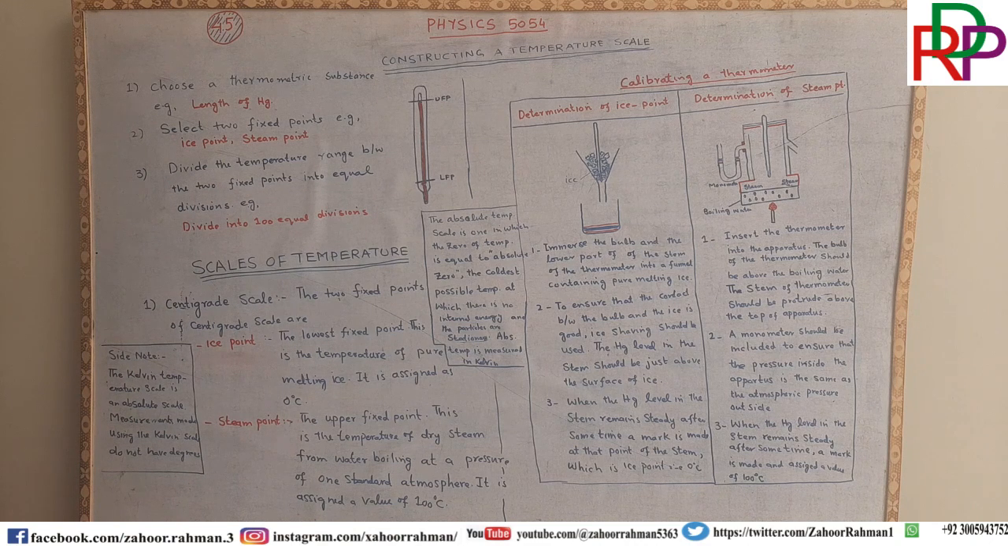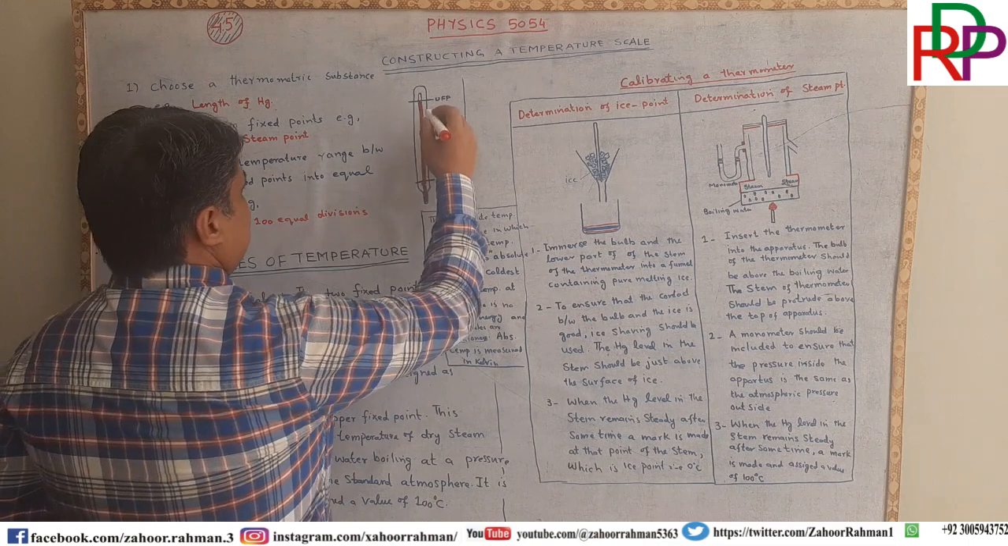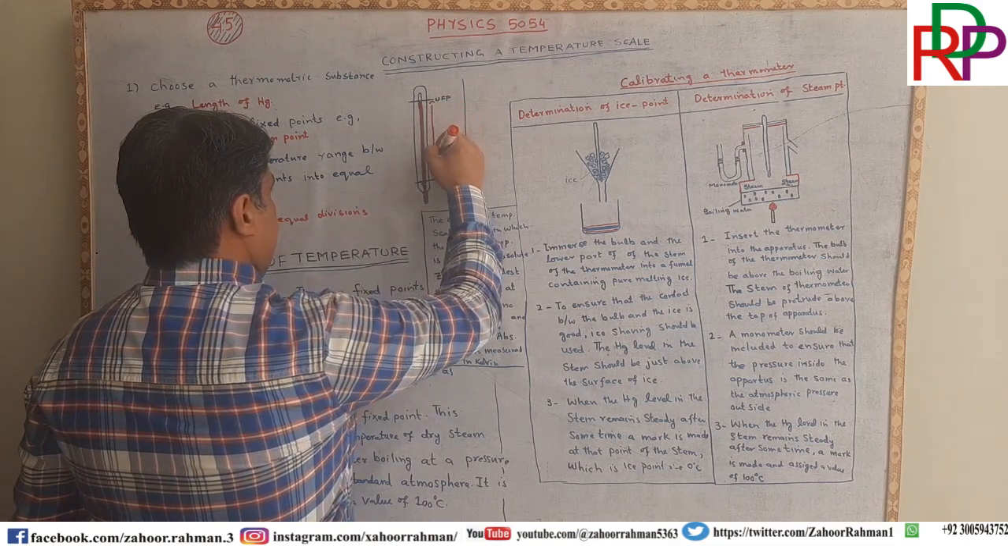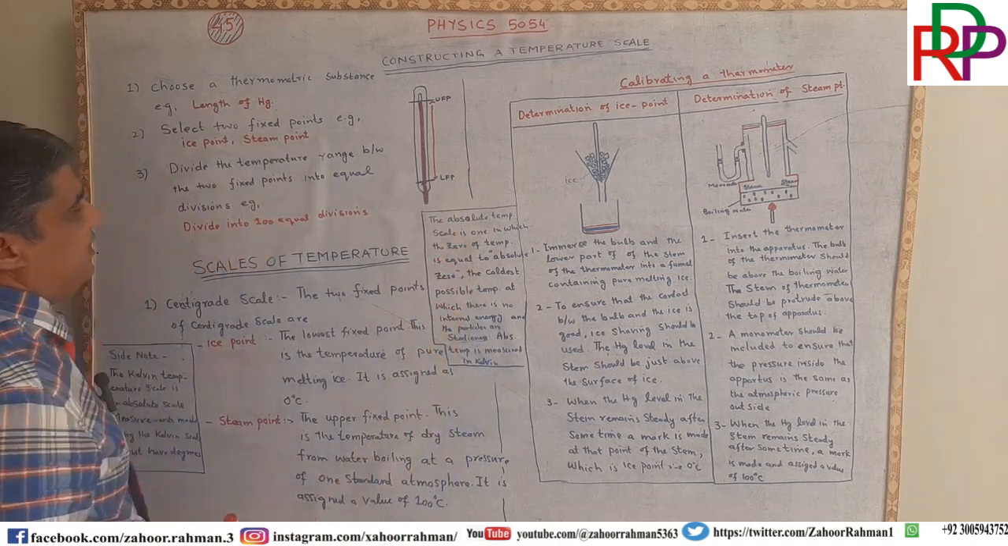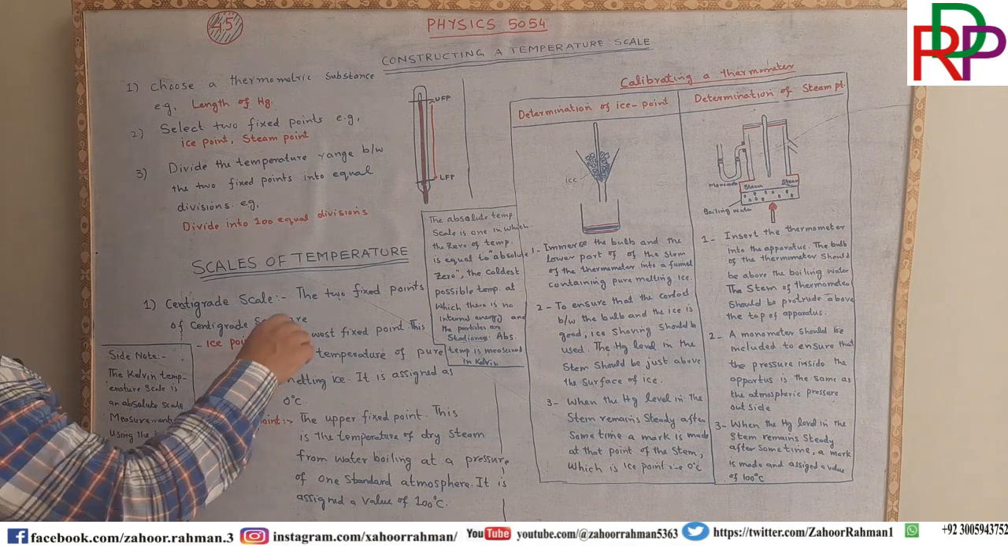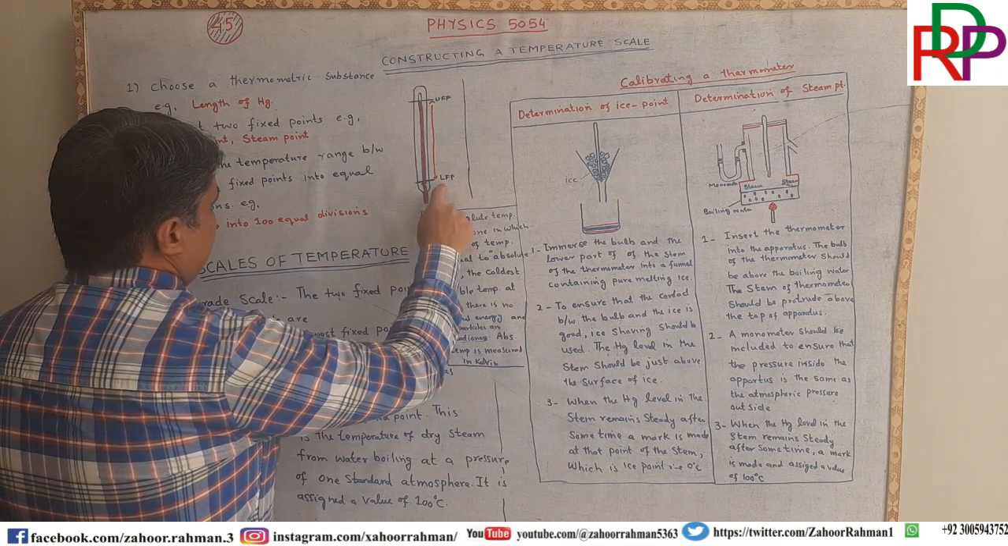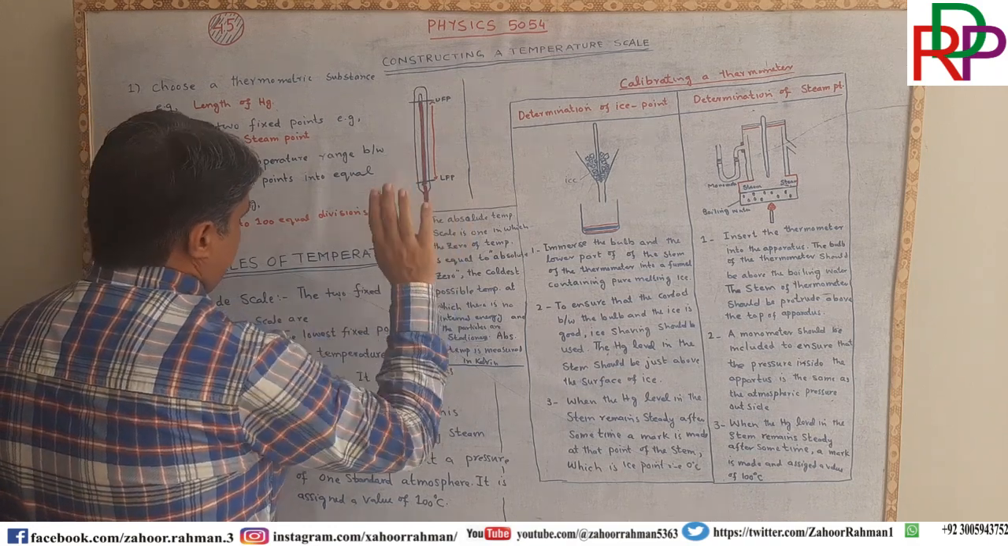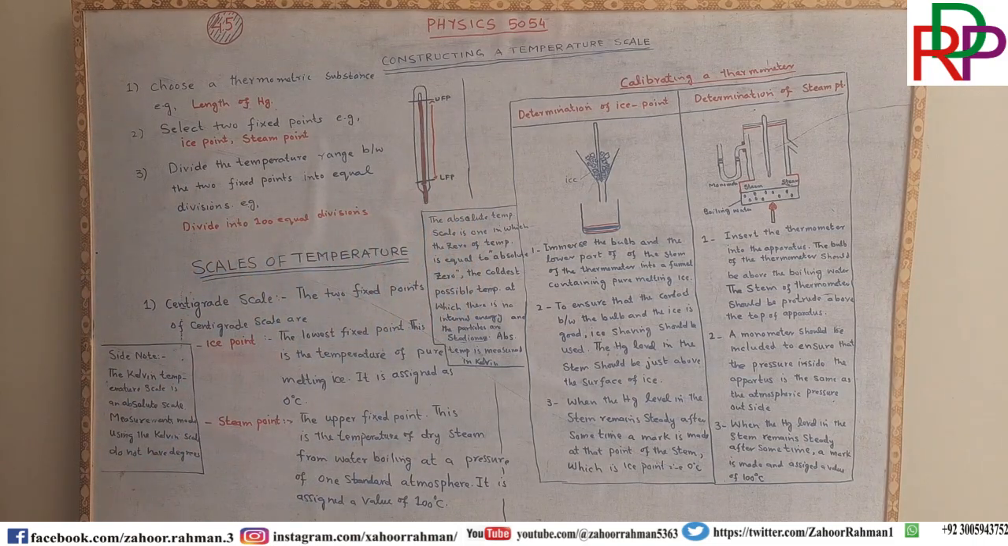Now you have to divide the length of this into 100 equal parts, or as many parts as required. Different temperature scales use different values, so according to that value you have to divide the space between the upper and the lower fixed points into 100 equal parts. Each part, in this particular case of the centigrade scale, is 1 degree. So this is the general concept.